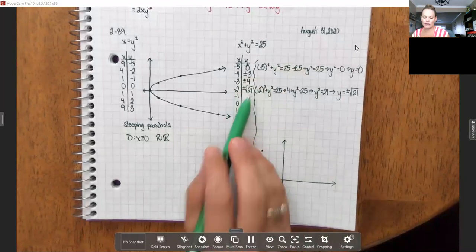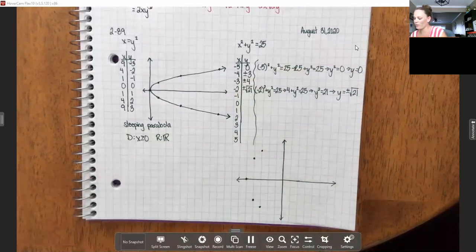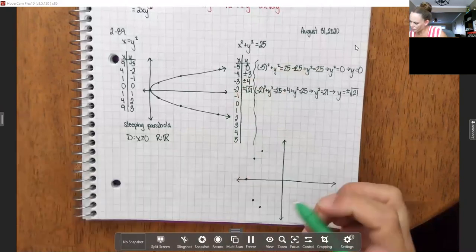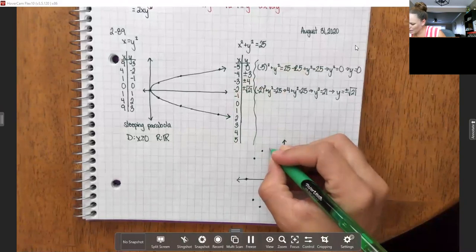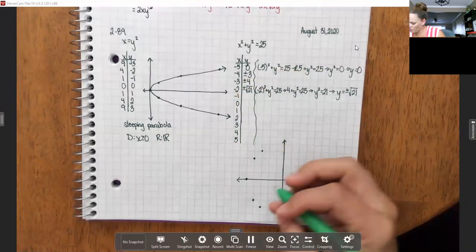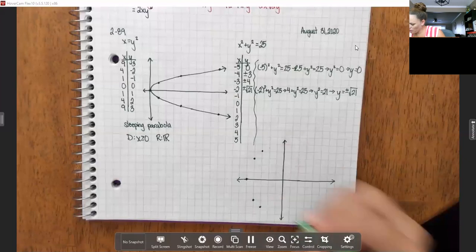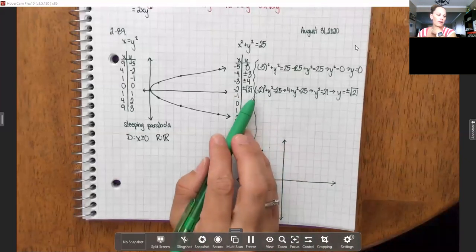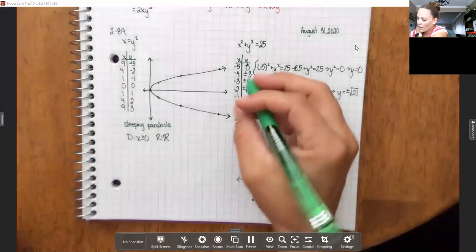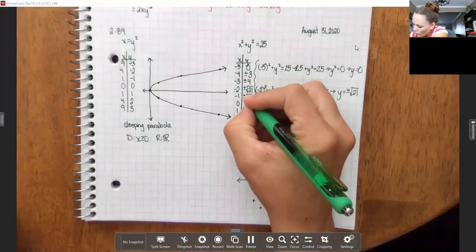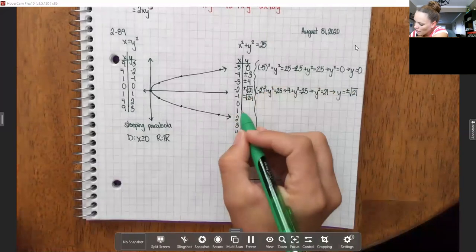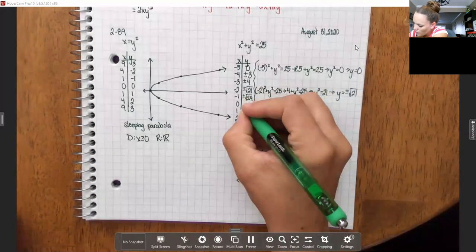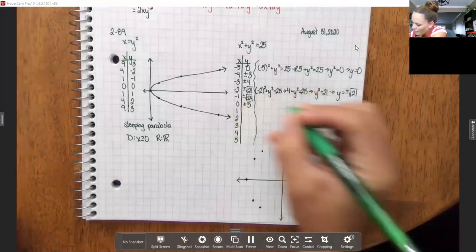At -2, we said plus or minus the square root of 21, which is about 4.58 was what I calculated. So it's not as nice of a number in there. Just going to make a small dot. At -1, we're going to have plus or minus the square root of 24. And at 0, we're going to have plus or minus 5.